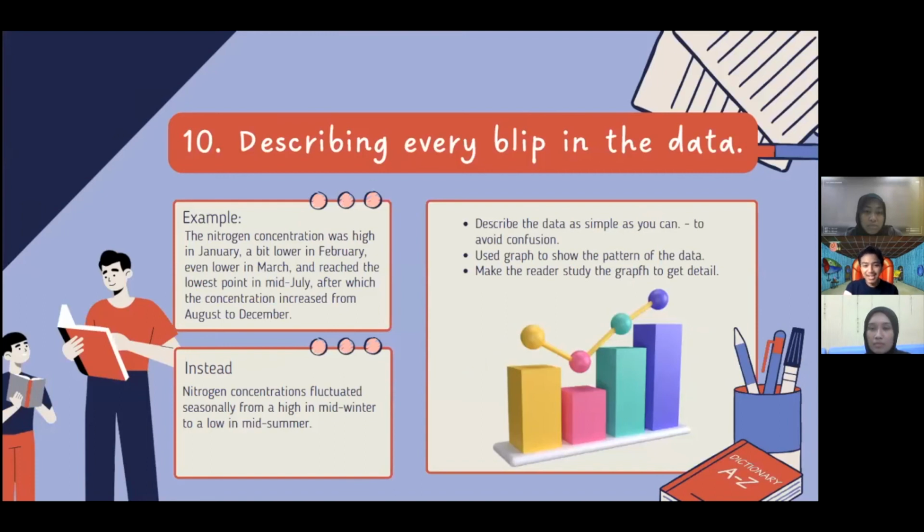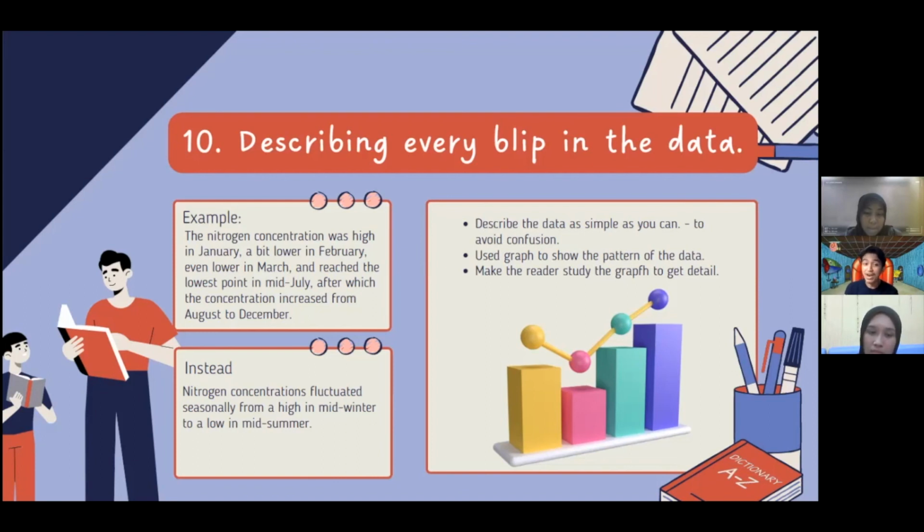All right, lastly, number 10. The final mistake made by writers is describing every blip in the data. For example, the nitrogen concentration was high in January, a bit low in February, even lower in March, and reached the lowest point in mid-July, after which the concentration increased from August to December. Instead, describe the general pattern as simply as you can. This is to avoid confusion for the reader. For example, nitrogen concentrations fluctuated seasonally from a high in mid-winter to a low in mid-summer.